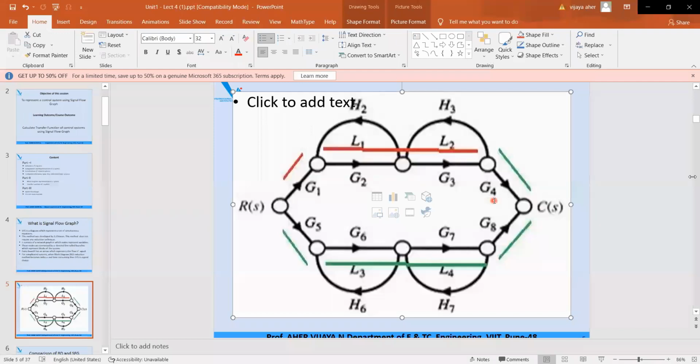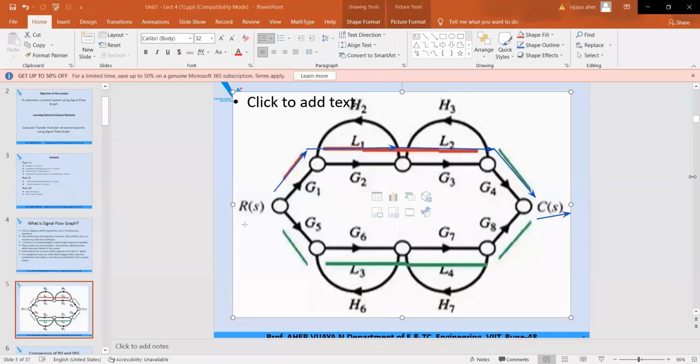This is one path, look children. For the SFG, this is one path, starting from RS to CS. I am just tracing the path. This is one path starting from RS, then this is second in the same direction, third in the same direction, reaching the output. This CS is nothing but your output. So this is one path of signal flow.